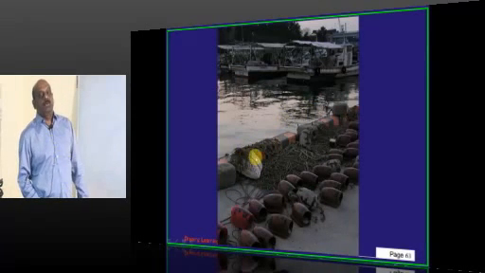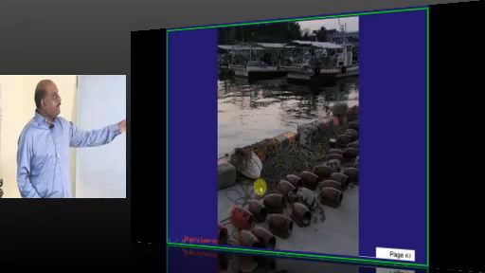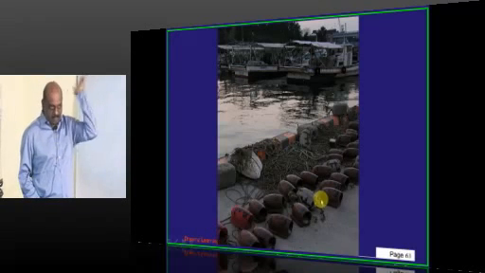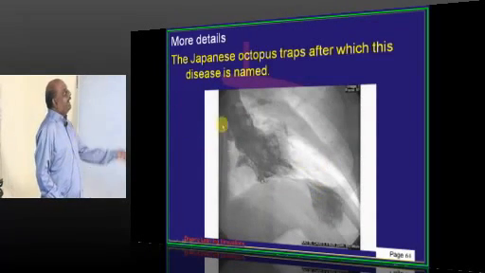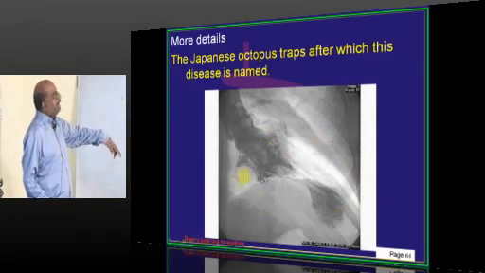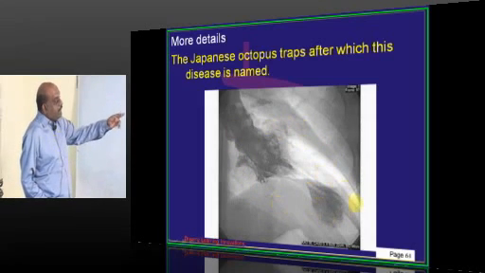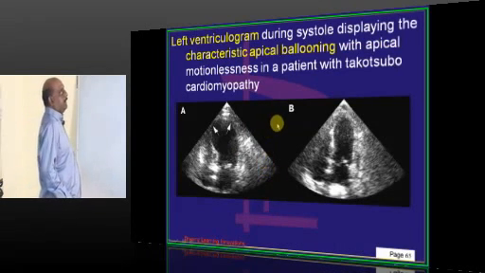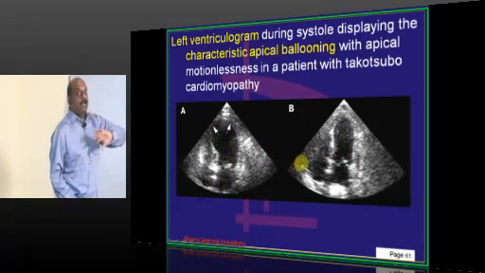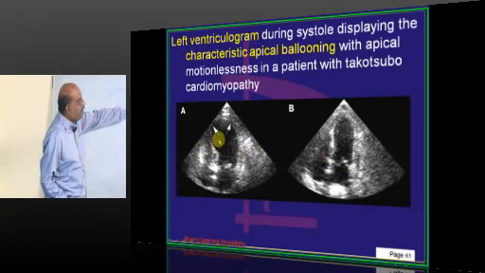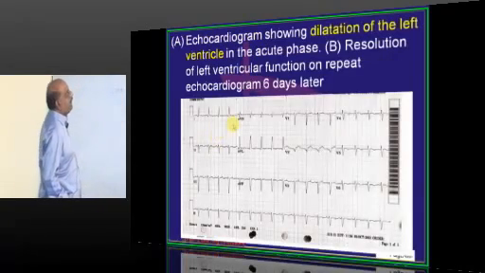Why was it called Takotsubo? Originally in Japan, octopus traps are called Takotsubo. There is some relation between the two. So this is a typical picture of that apical ballooning whenever you do cardiac angiography. Similarly, it is called transient apical ballooning. Before the normalization, when echo was done, you can see the apex of the heart completely ballooned up, is what you need to remember.